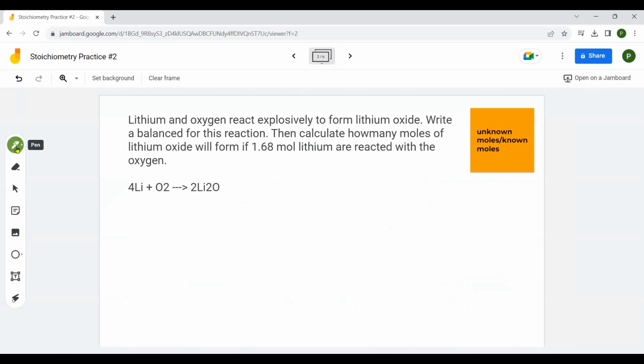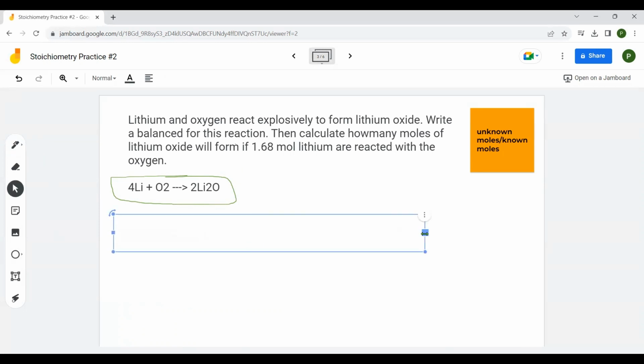This question says, lithium and oxygen react explosively to form lithium oxide. Write a balanced equation for this reaction. Then calculate how many moles of lithium oxide will form if 1.68 mole lithium are reacted with the oxygen. So I've already gone ahead and written that formula here for us just to save some time. And we'll hop right into the meat and potatoes of it.